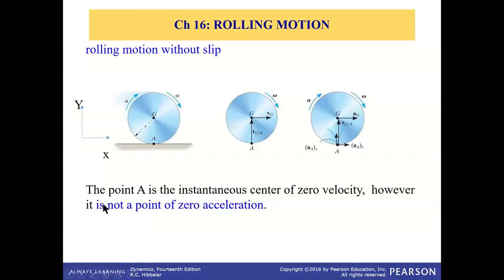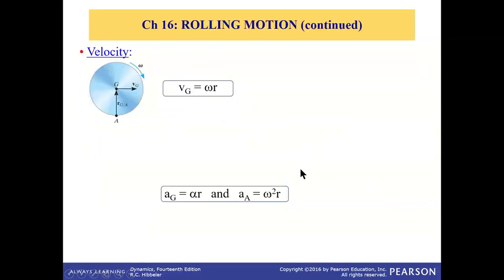So we have already discussed this point that A is the instantaneous center of zero velocity, but the acceleration of A is not zero. A has some acceleration, and this acceleration is neither vertical nor horizontal. So this acceleration is a vector at some angle, so it has both a horizontal component, which is x, and a vertical component, which is y.